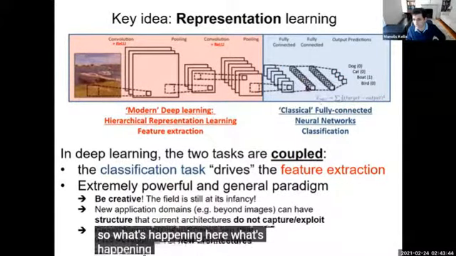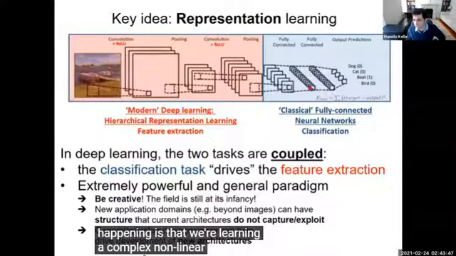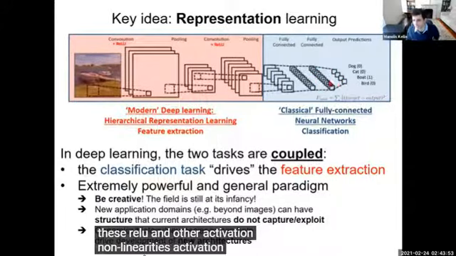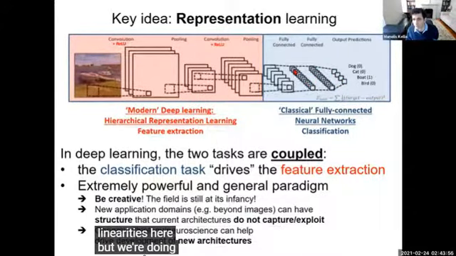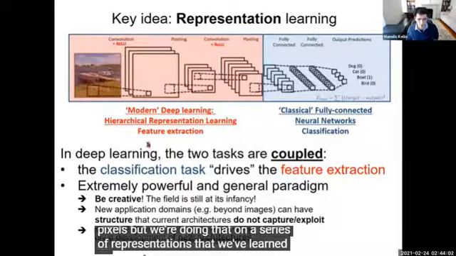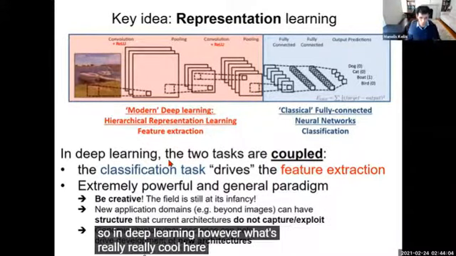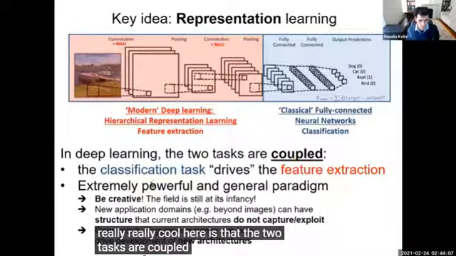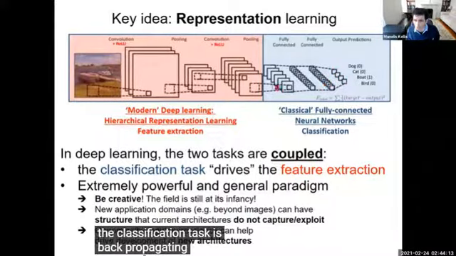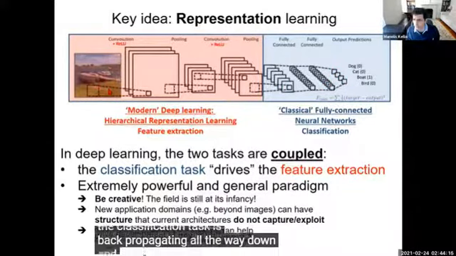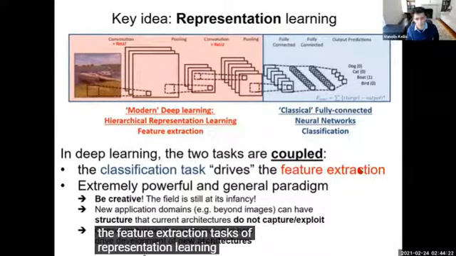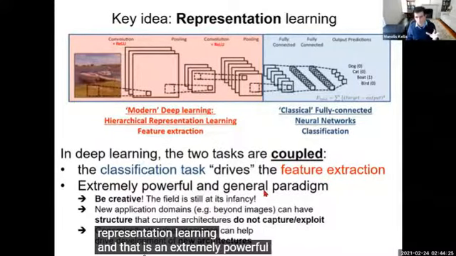So what's happening here? We're learning a complex nonlinear function by having these ReLU and other activation function nonlinearities. But we're doing that not on the raw pixels, but on a series of representations that we've learned. In deep learning, what's really, really cool here is that the two tasks are coupled. The classification task is backpropagating all the way down, and it's in fact shaping and driving the feature extraction tasks of representation learning. And that is an extremely powerful and general paradigm.